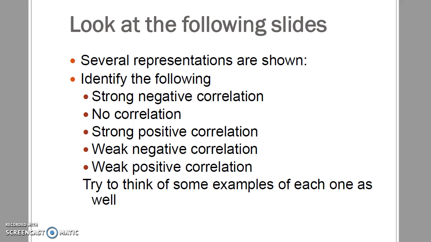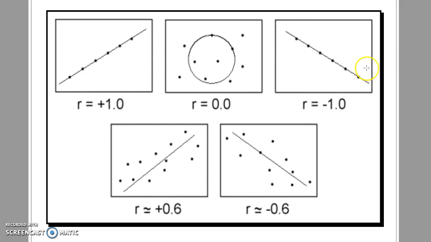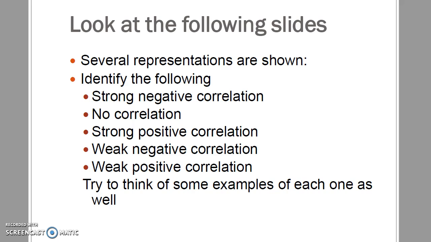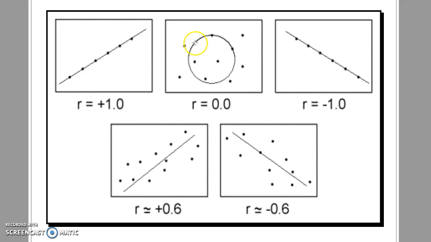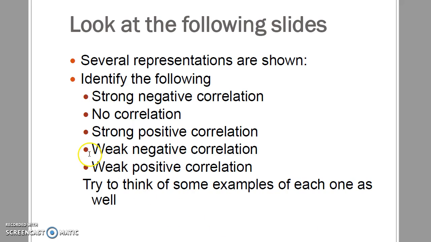Let's move forward. Those representations were showing you strong negative correlation. This is a strong negative correlation. If you talk about no correlation, here it is no correlation. Positive strong correlation. And then as you can see here, we say it to be a weak negative and a weak positive correlation. Try to figure it out yourself as to which one shows the weak negative correlation and the weak positive correlation.